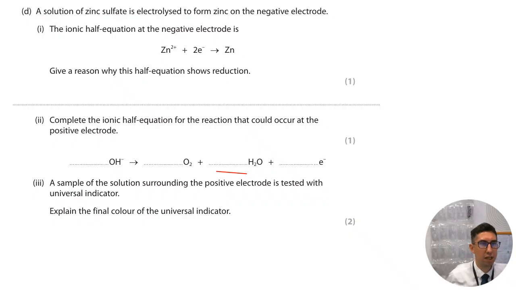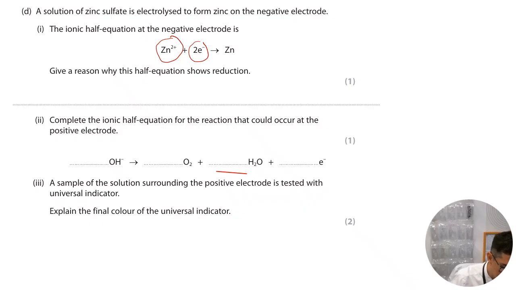Okay, a solution of zinc sulfate is electrolyzed to form zinc on the negative electrode. The ionic half equation at the negative electrode is Zn2+ + 2 electrons makes Zn. Give a reason why this half equation shows reduction. Okay, so can you see how the electrons are on the reactant side? They're being joined on, so this is showing reduction.